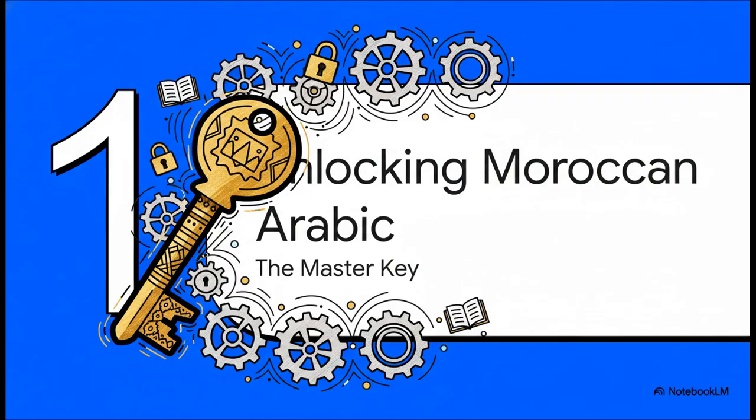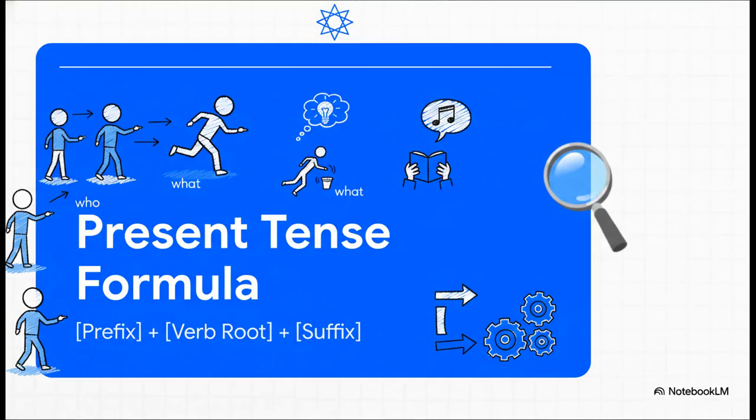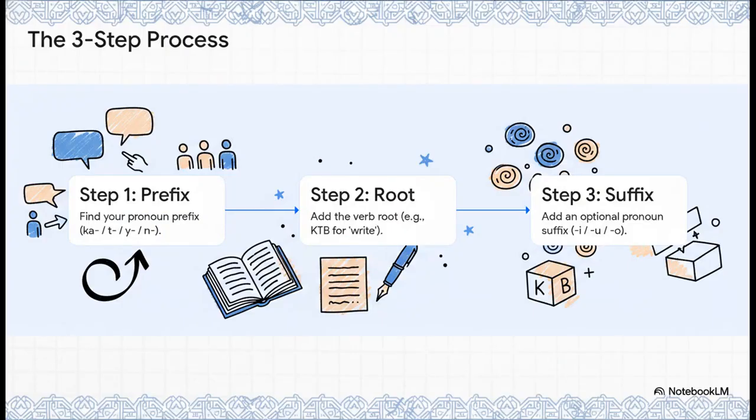Section 1, Unlocking Moroccan Arabic. This is it, folks. We're about to reveal that master key I was talking about, the secret to the present tense. And here it is, the whole system, right there in one line. It's always a prefix, plus the verb root, plus an optional suffix. Think of it like this. The prefix tells you who is doing the action, the root is what the action is, and that little suffix just adds a bit more info. See? Simple, right?